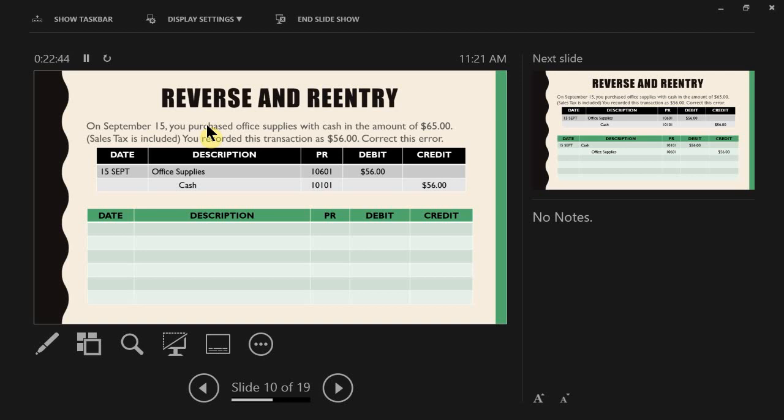But in this case, we recorded it wrong because we decided to come home. We're so tired. The receipt is somewhere, but I remember I bought office supplies and I recorded it for $56. Now, in order to do the reverse and re-entry, we're going to think about it like this. I bought supplies. I bought it with cash. In order to reverse the entry, I'm going to go back to the store and I'm going to return it.